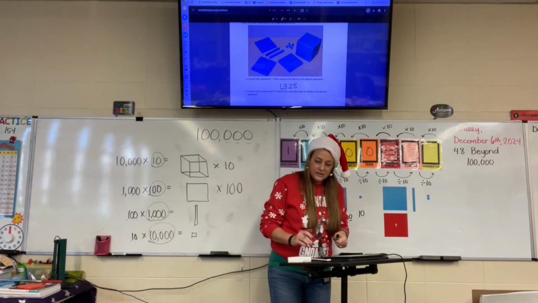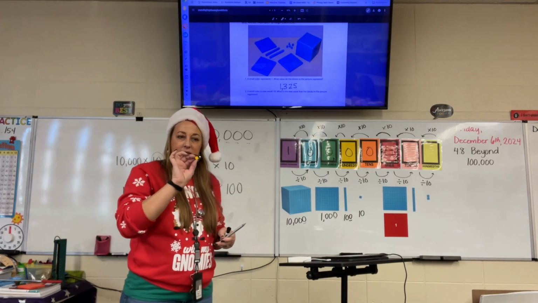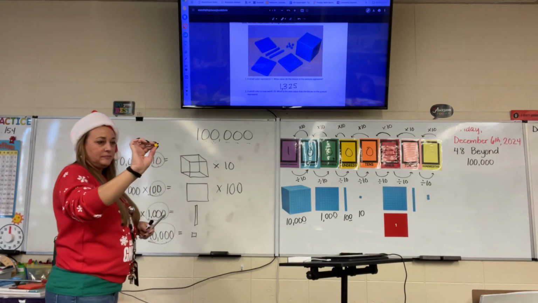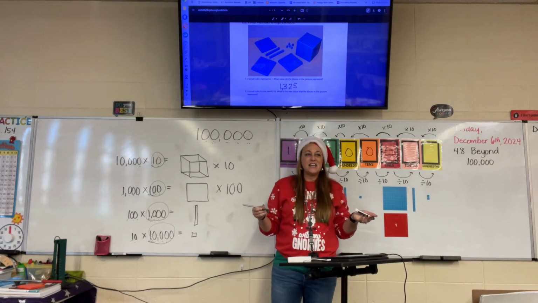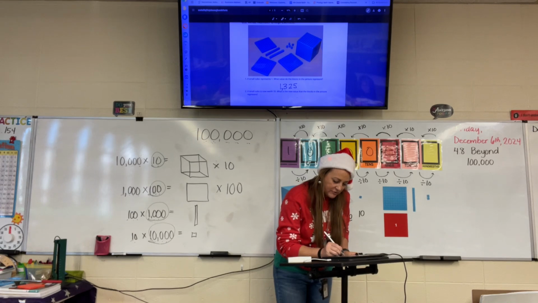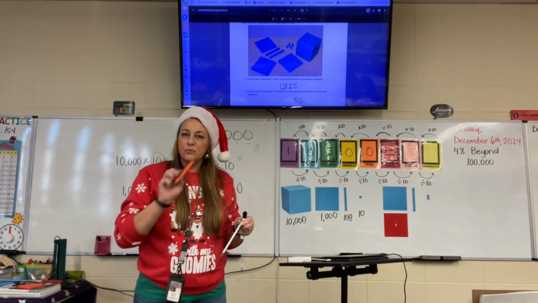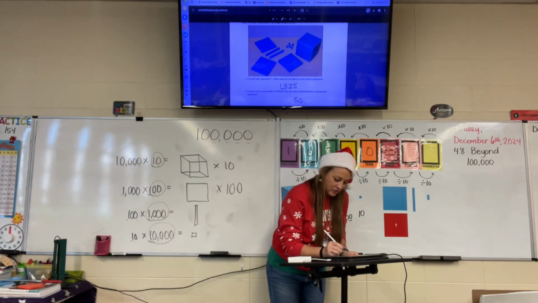Now it says a small cube is now worth 10. So if this is worth 10, and we have 5 of them, what does 5 tens equal? Autrey? 50. So I'm going to put a 50 right there. And then we have 3 of these, which are now hundreds. So that would be 300.